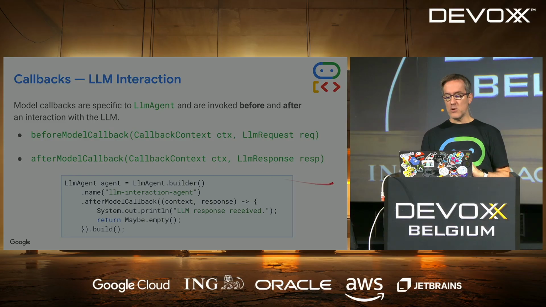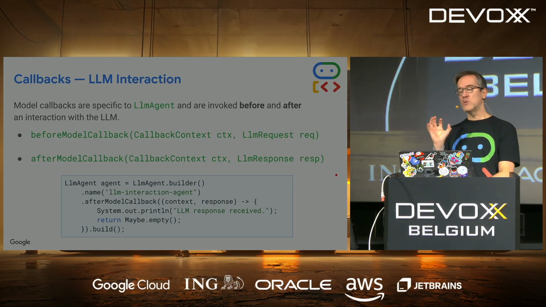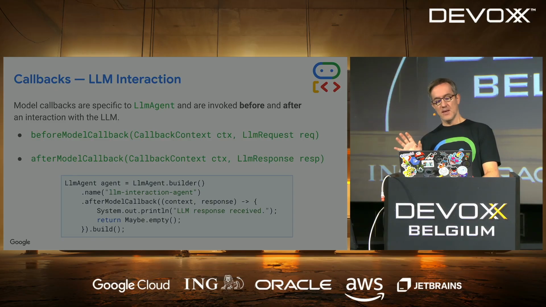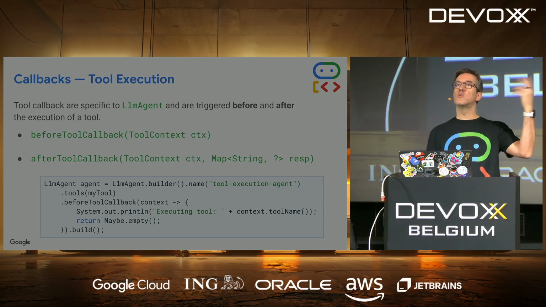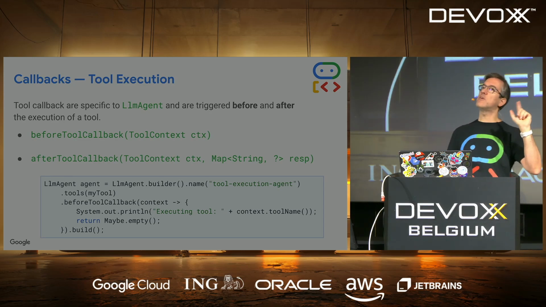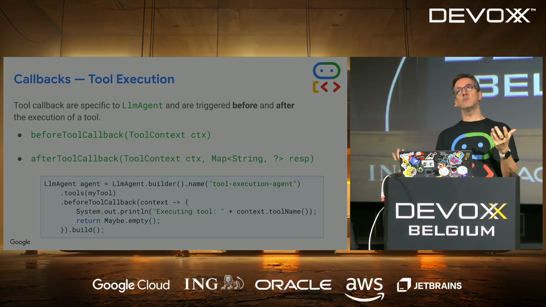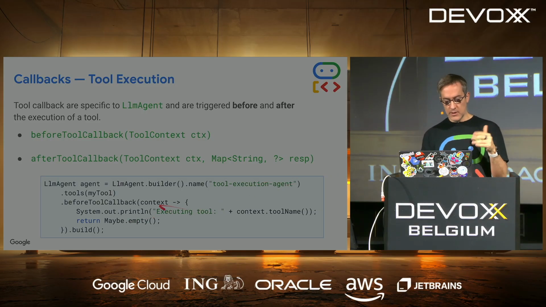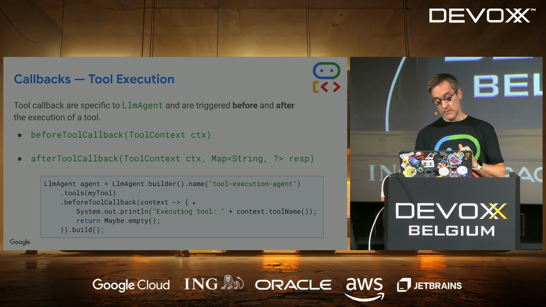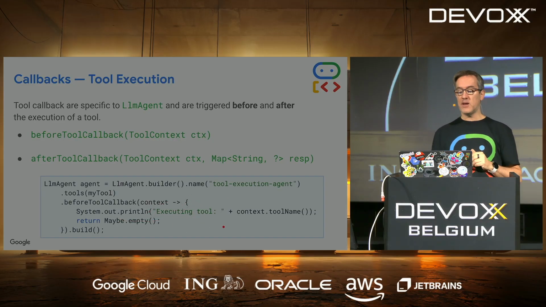And the after model callback: maybe you managed to convince the LLM to do something, but you want to check that the output is correct. Then you can also check that with an after model callback. And the last one is the before and after tool callback. So whenever you use a tool, like your own custom function tool, you can get the ADK to call this lambda function. With the Google search tool, I don't think you can intercept it.